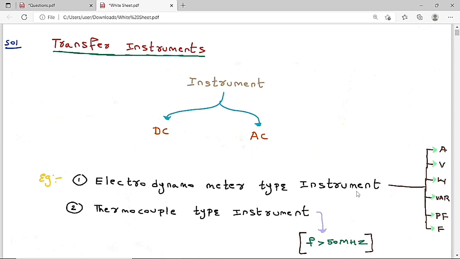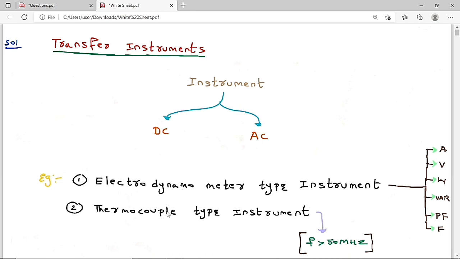So we can say with the help of this EMMC instrument, we can make the ammeter from it, as well as the voltmeter, the wattmeter, the reactive power meter or VAR meter, the power factor meter, and the frequency meter. By using some modifications for this EMMC, we can make all these things from it.